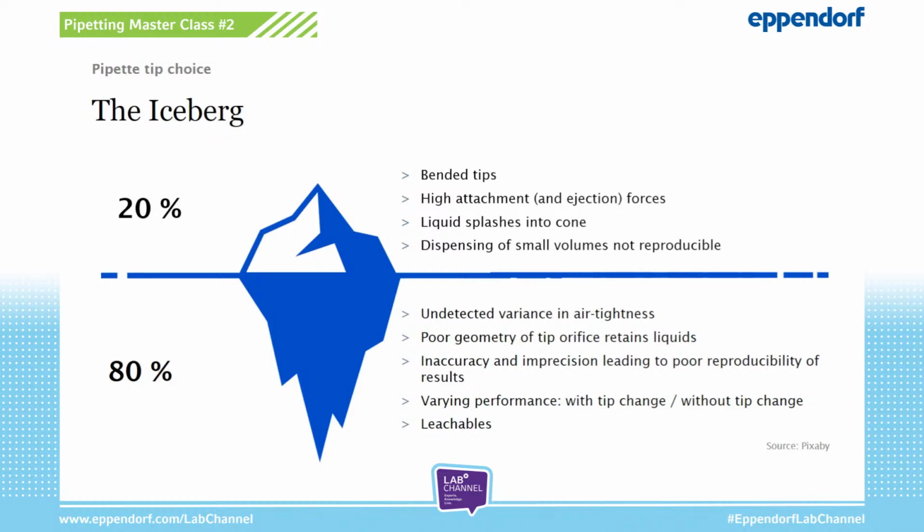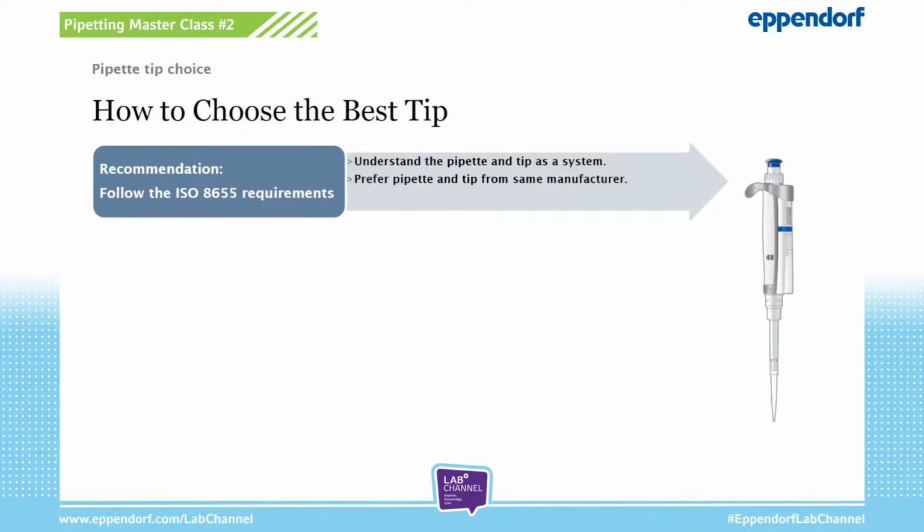Some points are listed here, and an example is tip design-related influences on the air cushion size or leachability, so not detectable, but can have negative effect on the reproducibility of our data. So if using alternative tips, keep in mind that a tip fitting onto the pipette cone does not say anything about the system's performance. But how to choose the best tip for an air cushion pipette?